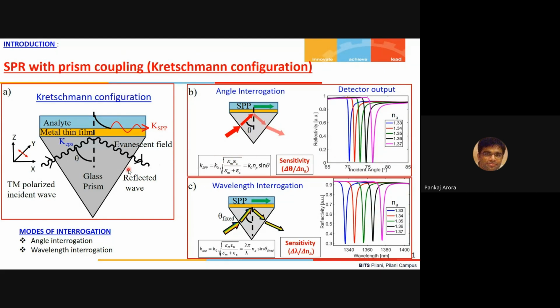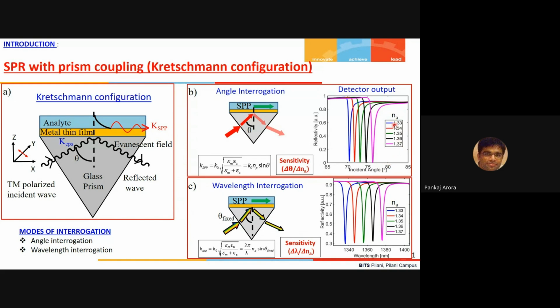So if we see the literature, there are two configurations. One is called the angle interrogation, the other is called the wavelength interrogation. As the name suggests, angle interrogation means I'll be capturing the reflected light with respect to the incident angle. On the x-axis, I have the incident angle. So what is going to happen?